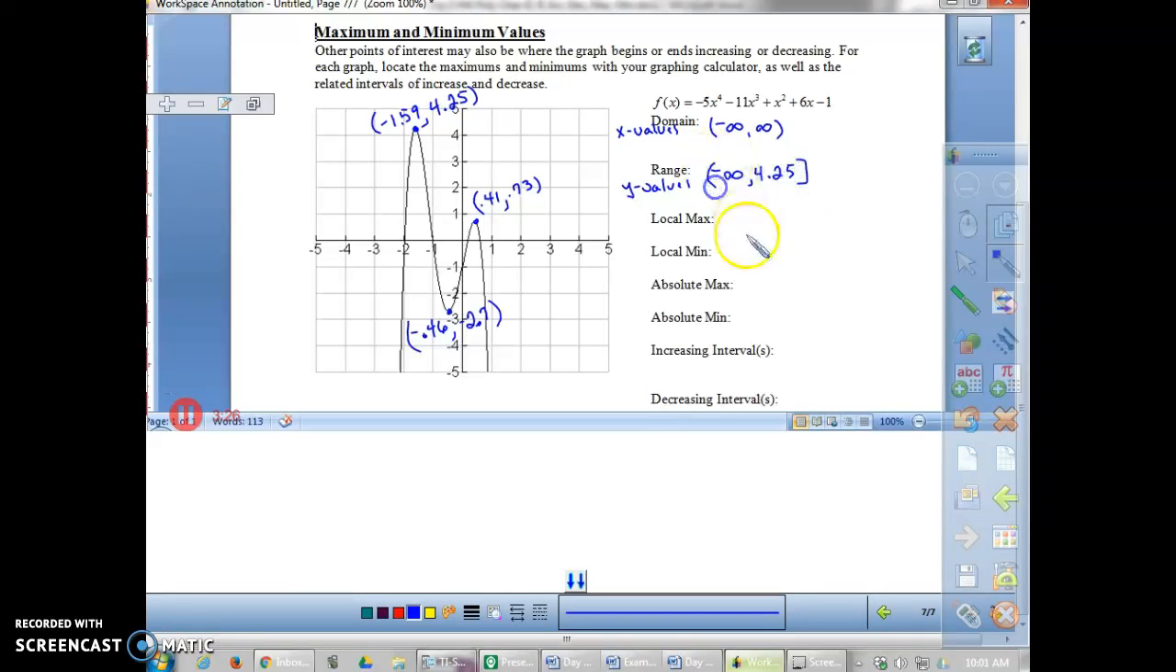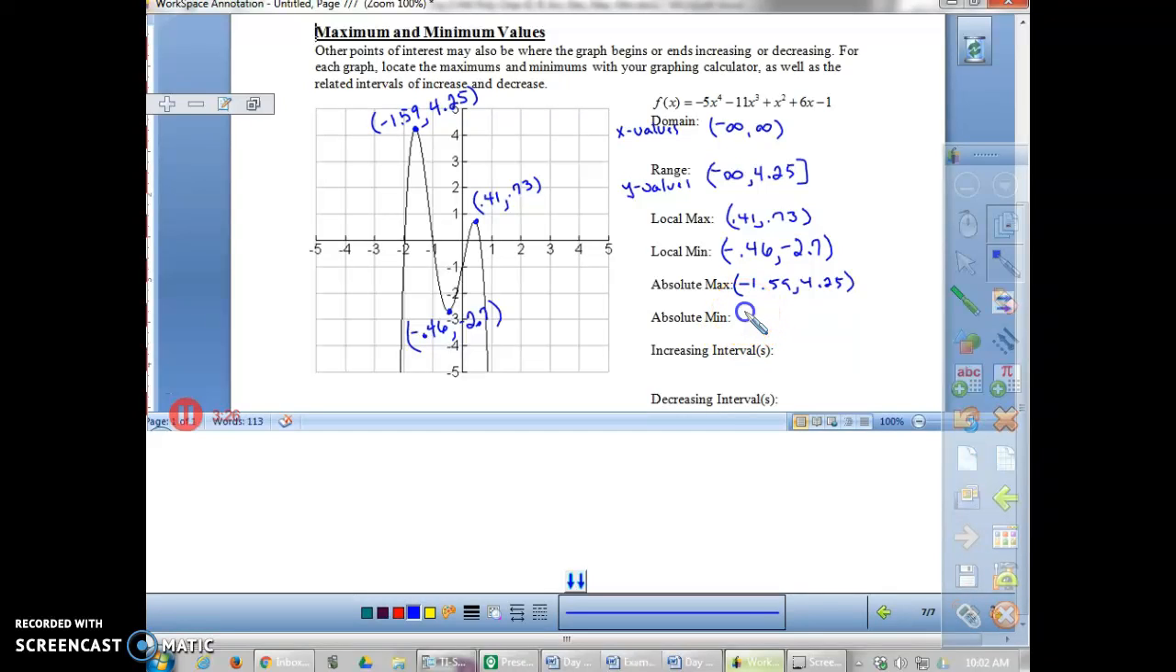Remember, that's what the bracket means. Local max, I only have one local max, it is right here, so (0.41, 0.73). Local min, I have one at (-0.46, -2.7). Absolute max is up here, the absolute highest point, at x of -1.59. And then there's the highest y possible. And these are all points, so they're written with your x-y coordinate pair.